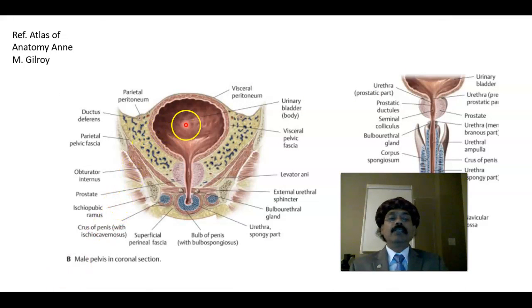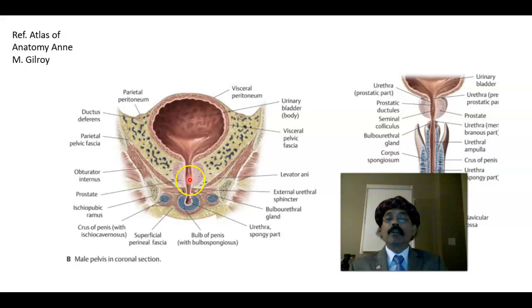This is a coronal section of the male pelvis. We have the detrusor muscle, transitional epithelium, and mucosa inside the bladder cavity. This is the internal urethral sphincter here. The external urethral sphincter is here. This is the prostate gland.